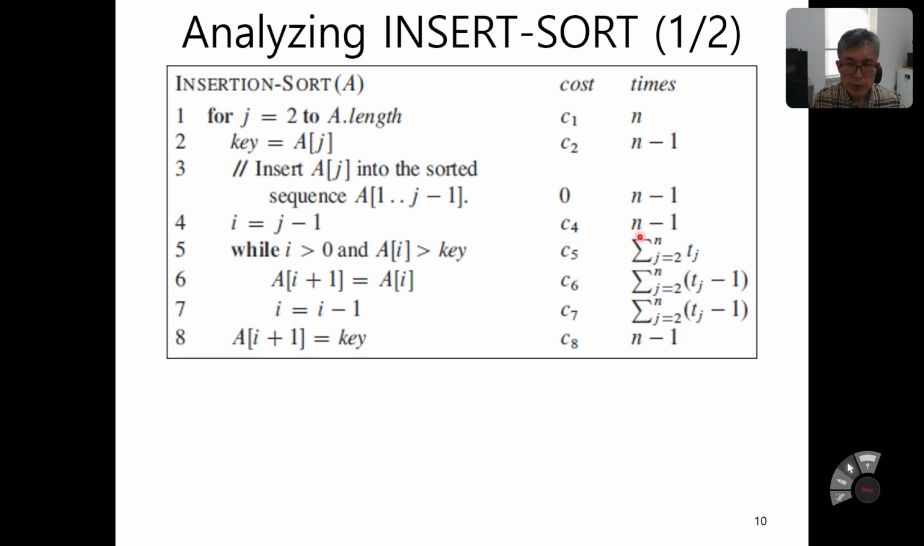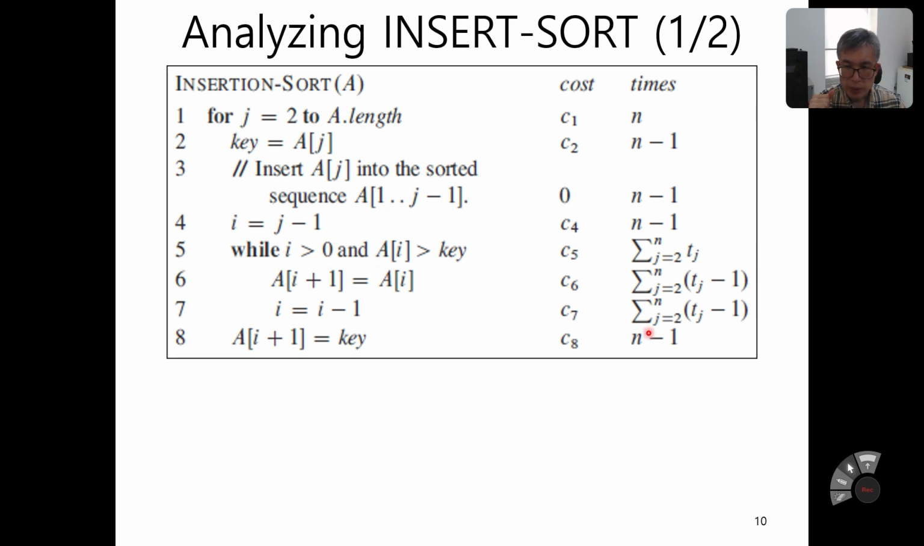This assignment costs c4 times n minus 1, and this one is a little tricky. The while statement costs c5, and it is performed for j from 2 up to n. t_j depends on the scanning from rightmost to leftmost, so at most j, where j goes from 2 to n. The comparison iteration count depends on the situation, and we call it t_j. The last comparison, to exit the while loop, is also counted in t_j. Otherwise lines 6 and 7 execute t_j minus 1 times, one fewer than the comparison.